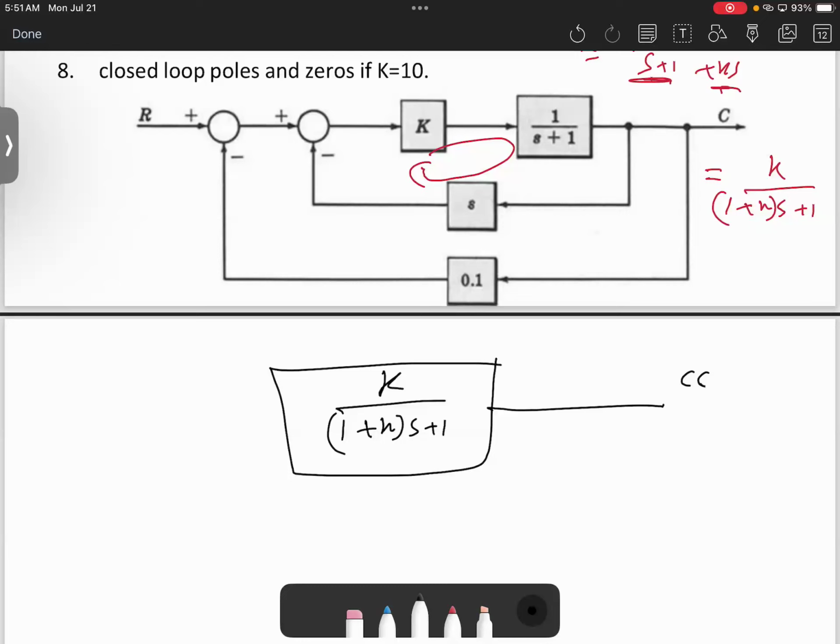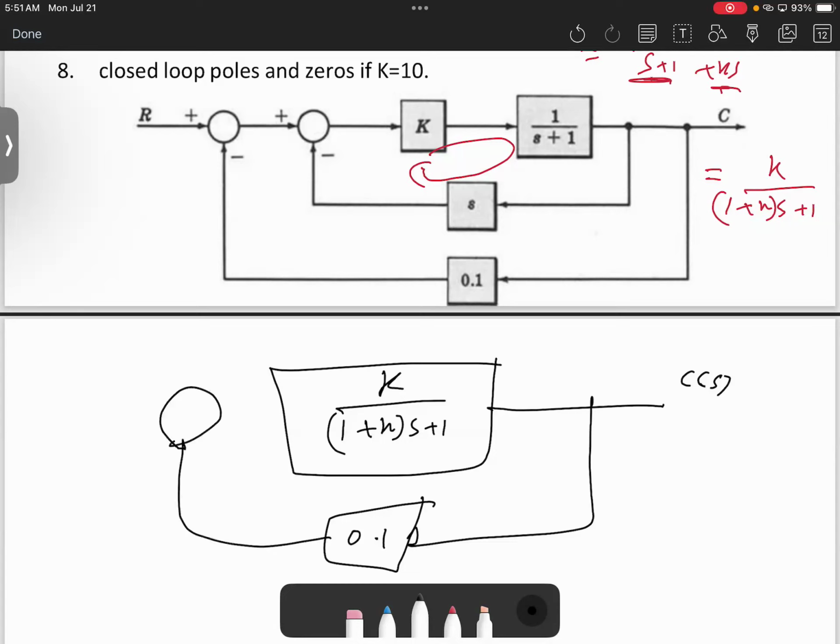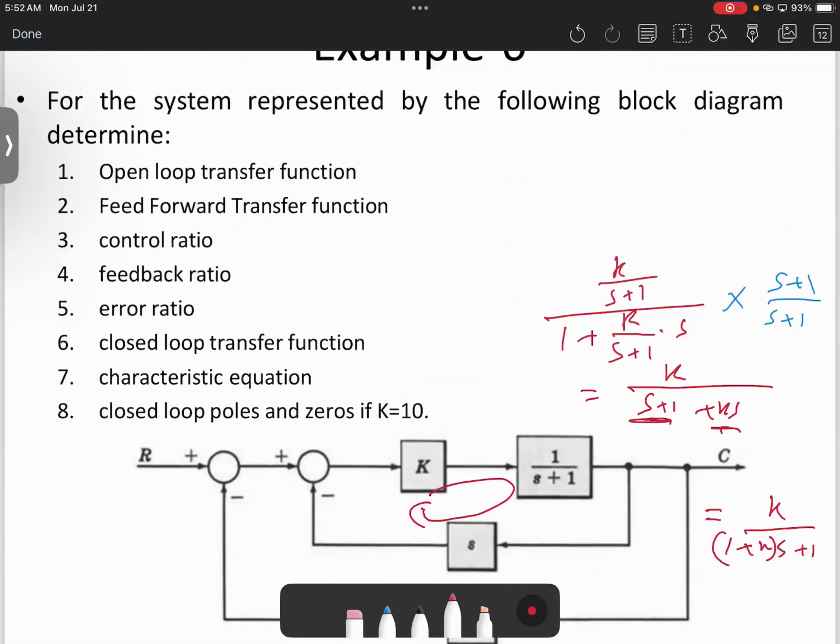Here, C of s. Here is 0.1, subtraction, plus R of s, and that's it. And we can say here is the error E of s, here is B of s. Now, is it in canonical form? Yes, so I'm ready to find these 8 unknowns.